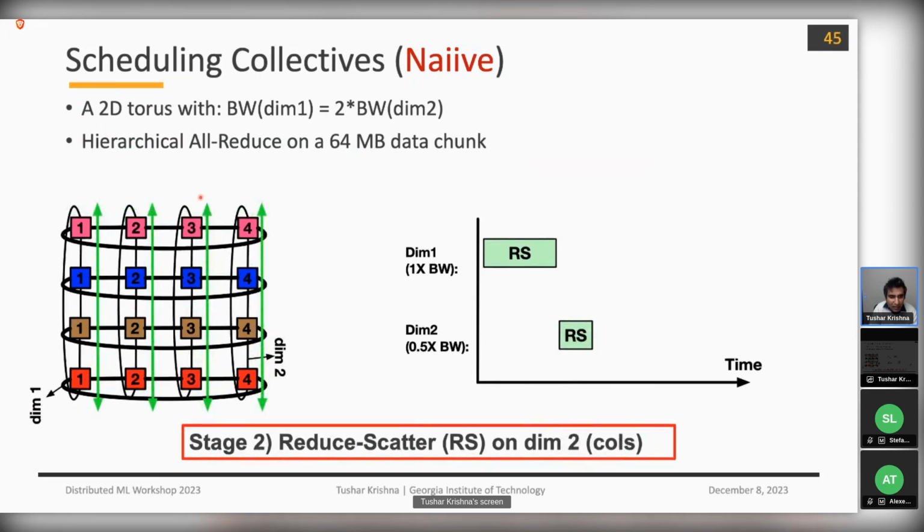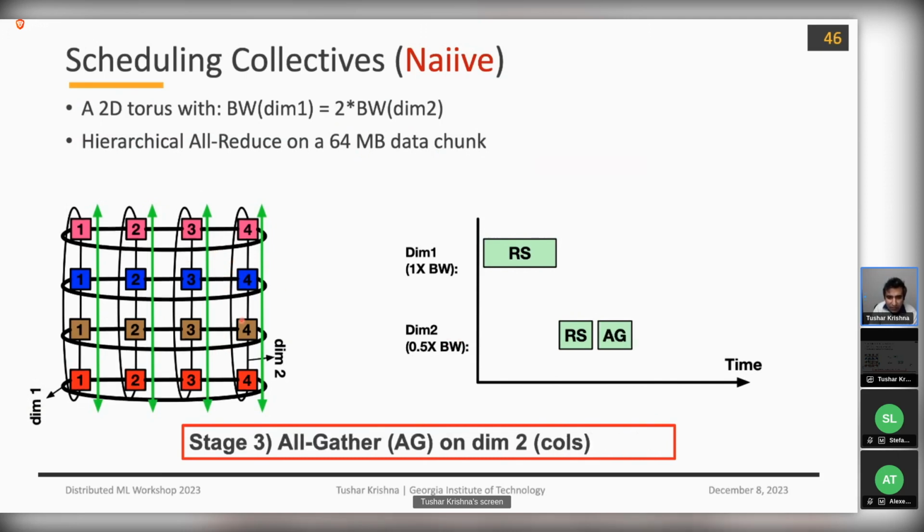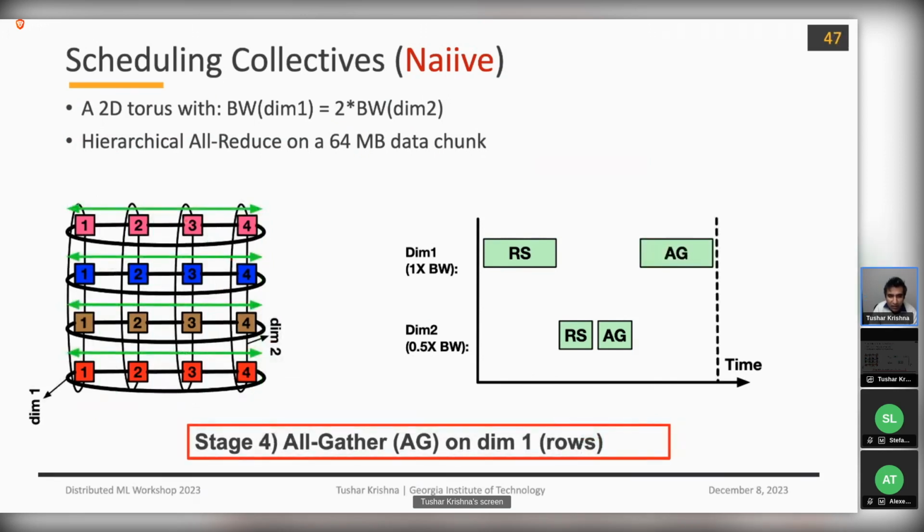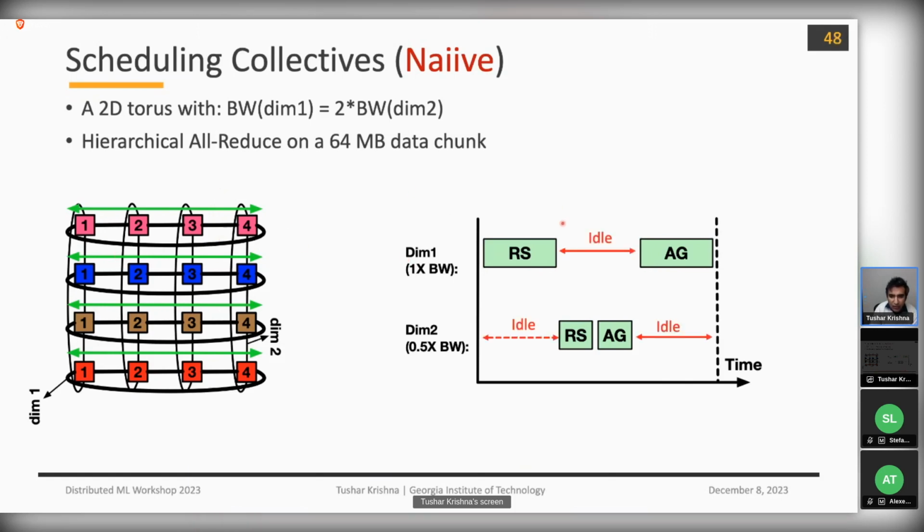Then I do a reduce scatter across the vertical dimension. At this point, I've done a complete reduce scatter. Then I do an all gather across the vertical dimension, then an all gather across the horizontal dimension. So the challenge with this, as I mentioned, is now link utilization, right? You will notice that while I'm doing one of these communications, these messages on one of the dimensions, the second dimension is just idle. So this is quite inefficient.